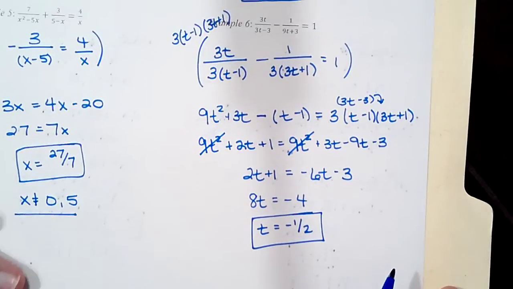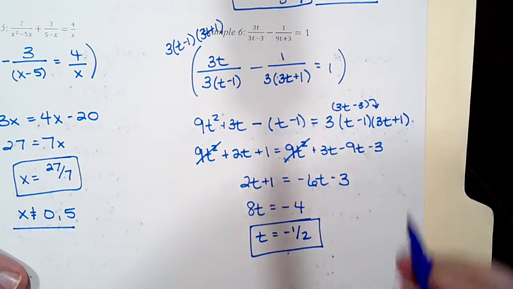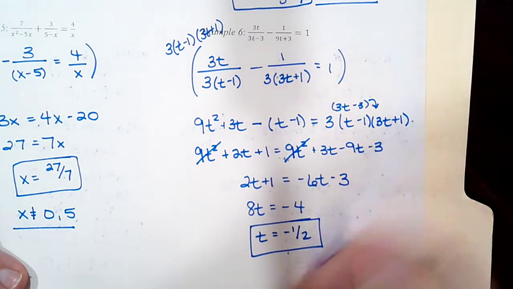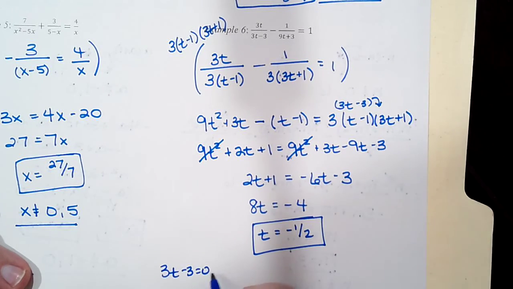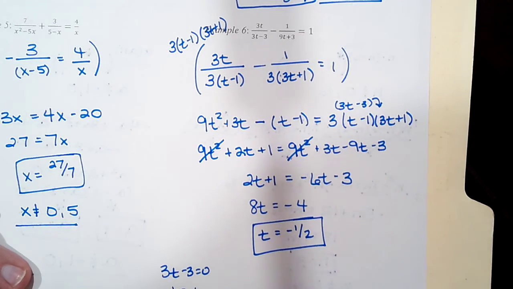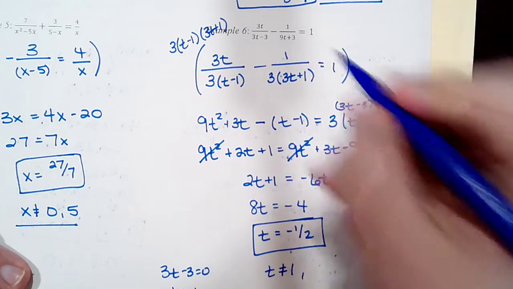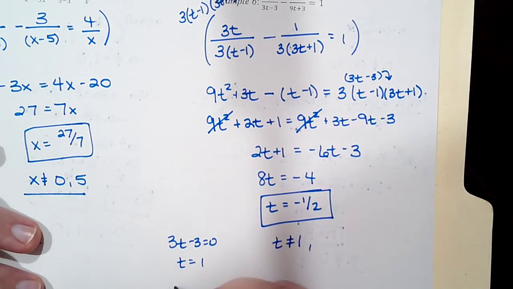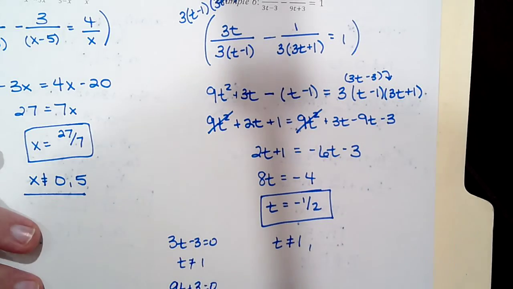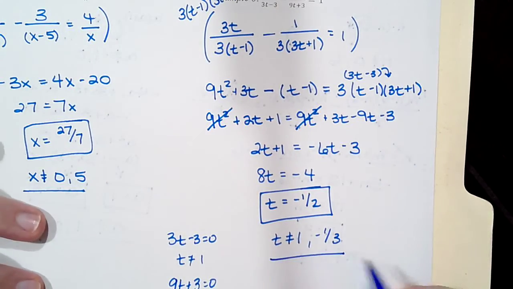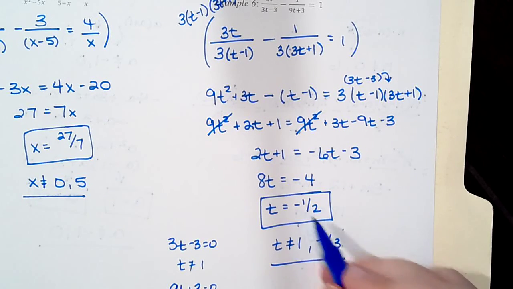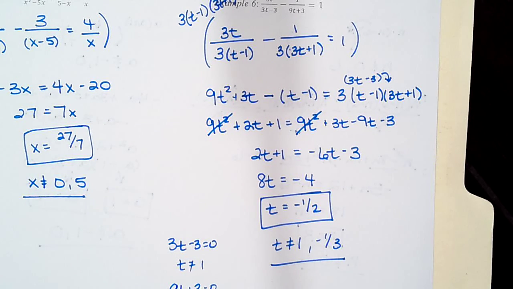Let's check for any... Ooh, it's hard to get both of those on screen. That works. In this first one, if I need to check 3t minus 3 equals 0, that's 1. One of my extraneous solutions. And my second one is when I do 9t plus 3 equals 0. My second extraneous solution is negative 1/3. Neither of those cause any problems with the solution I found, so I leave it circled, leave those underlined, and I am good to go.